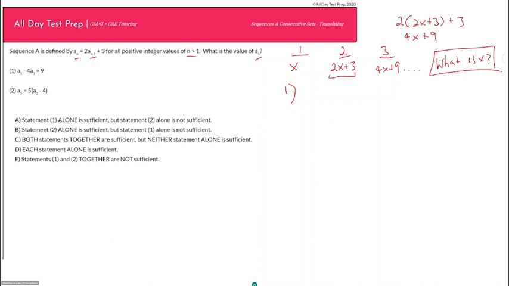So now I would say, let's look at the first statement. Statement 1 says A sub 5 minus 4 times A sub 3 is equal to 9. So let's translate this. It's saying the fifth term in our sequence minus 4 times the third term in our sequence is equal to 9. And so we wrote out the first 3 terms in our sequence before, so we got a bit of a head start. Now let's just go up to the fifth term.